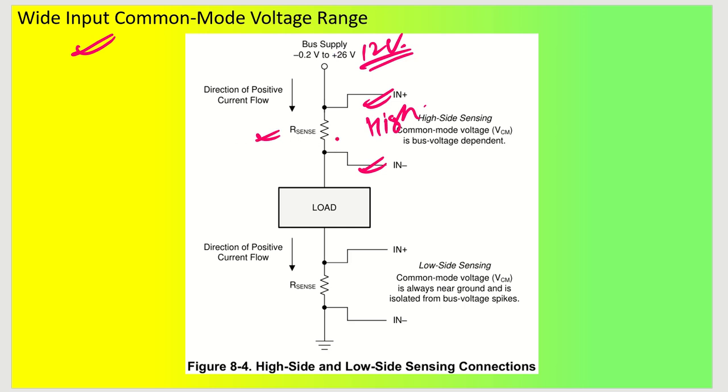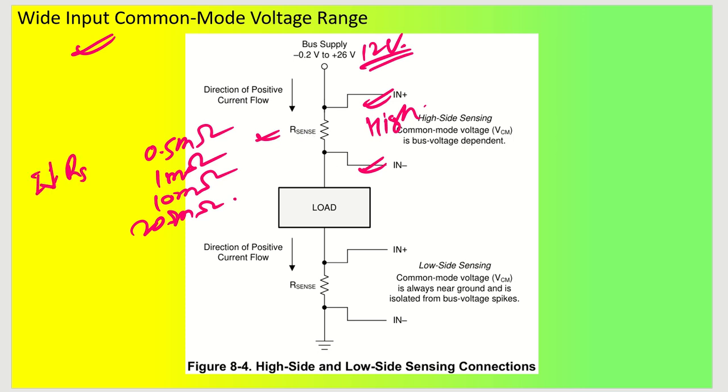So generally it may vary, let's say 0.5 milliohm, or like 1 milliohm, or even 10 milliohms or 20 milliohms. As my current decreases, my sense resistor value will be increasing. So as my I value decreases, my R sense value will be increasing. That's the reason, it will maintain the voltage drop across this particular sense resistor, so that you can amplify it properly. Okay, so this was high side type.